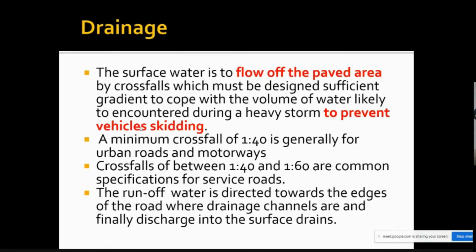A minimum cross fall is 1/40. This is the ratio. It's generally for urban roads and motorways. This is the gradient of 1 in 40 and 1 in 60, common specification.